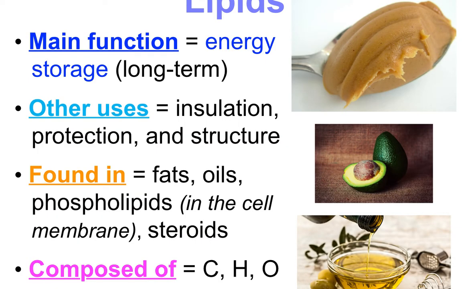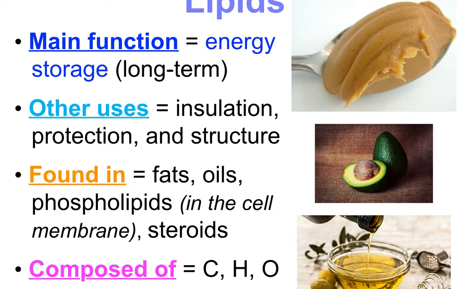All right, let's talk about lipids. Lipids are another type of energy storage. Only this time, instead of short term, it's very long term. That's kind of their main function. It's also used to insulate things, like whale blubber is a lipid that whales use to insulate themselves against the cold ocean water. It's also used for protection in a lot of plants, and we also use it for structure too.